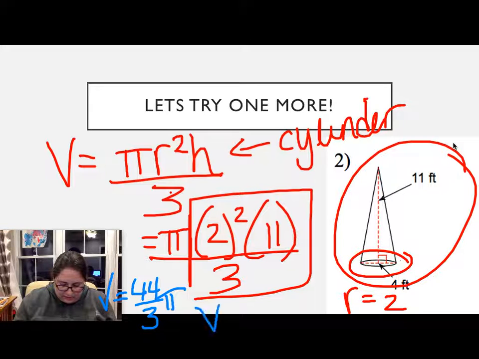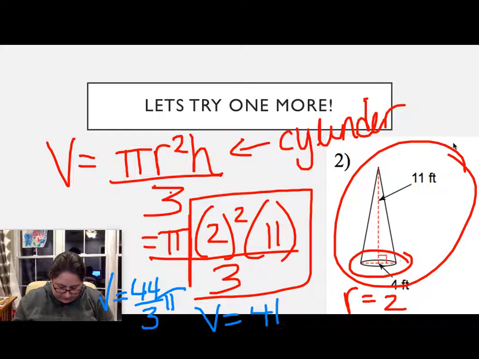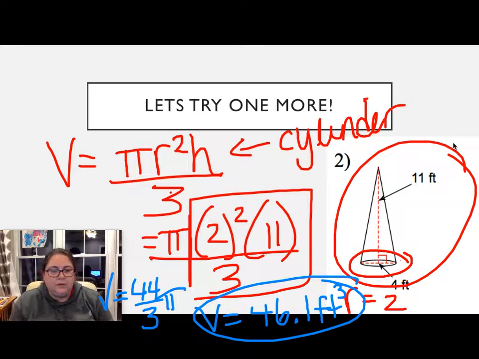And then if we go ahead and multiply that out, we can take pi times 44 divided by 3, or 44 divided by 3 times pi. 44 pi divided by 3 is going to give us 46.1 feet cubed.